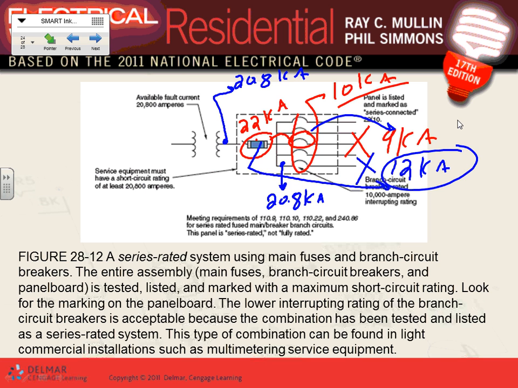Where would you use a system like this? All your receptacle panels, three-phase and single-phase. All your lighting panels, three-phase and single-phase, are series rated. Lighting panels, receptacle panels, notoriously famous of being series rated. So you will find exactly like 22 here and 10, 22, 10. You are looking at a series rated panel right here, most likely. That will be 10 kiloamp here, and downstream will be 22.